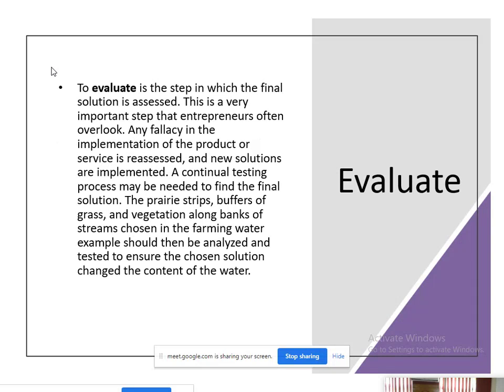This is an alternative solution. So this is the time that okay, you have implemented also. So now this is the time for evaluation. Whether I am able to get the proper result or not, which I actually wanted. Okay. So this is the final step. This is the step in which the final solution is assessed. And this is a very important step that entrepreneurs often overlook. Sometimes the entrepreneur doesn't go through these steps properly.